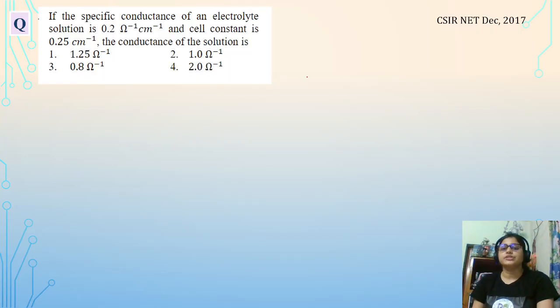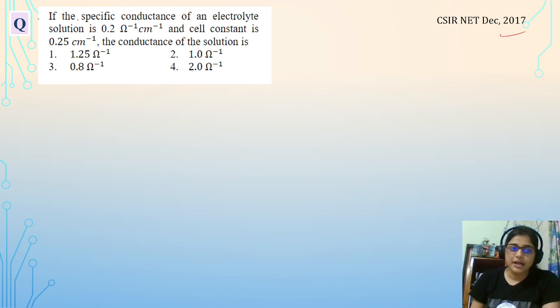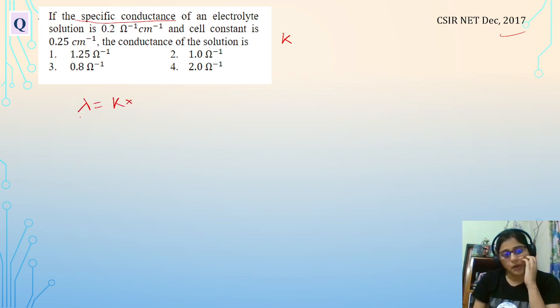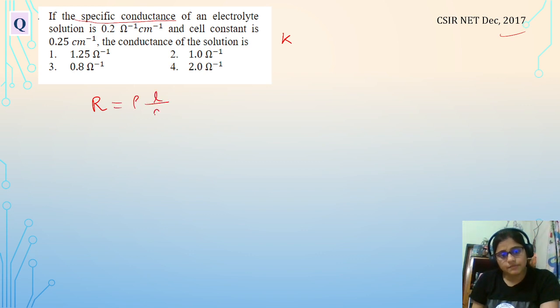Okay. Now coming to the question. This is a CSIR NET December 2017 question. If the specific conductance, what is specific conductance? Conductivity, or this kappa, of an electrolytic solution is 0.2 ohm inverse cm inverse, the cell constant is this one. The conductance of the solution is? So what we know is conductance equal to kappa into, okay, forget about that. What we know from the resistance formula, rho L by A, right? If you forget that also, the formula for conductance, okay, we can start with that also.